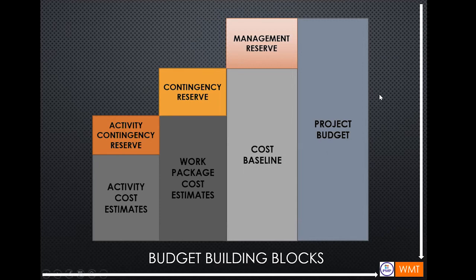So based on this graph, the project budget is the sum of the management reserve and the cost baseline. And then the cost baseline is a summation of contingency reserve and the work package cost estimates. And then the work package cost estimates is a summation of the activity contingency reserve and the activity cost estimates. So this is just a guide on how you estimate the cost of your project.